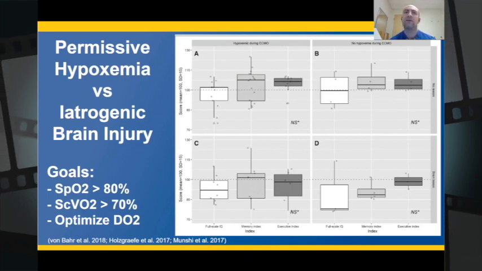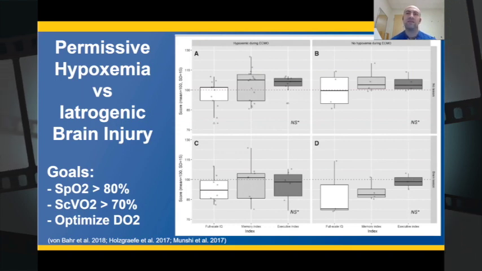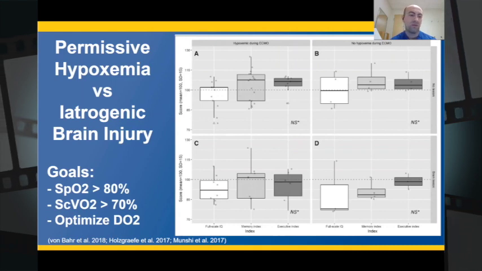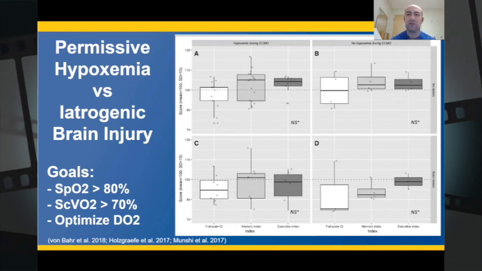So the counterbalancing argument to hypoxemia being safe for patients was made by Munshi et al. in 2017, which showed that patients with a PaO2 less than 60 on VV-ECMO had a higher mortality. This was an association based on a retrospective study. Per ELSO, the goals would be a SpO2 of greater than 80%, a central venous O2 of greater than 70%, and to optimize delivery of oxygen via other methods, such as maybe increasing the hemoglobin.